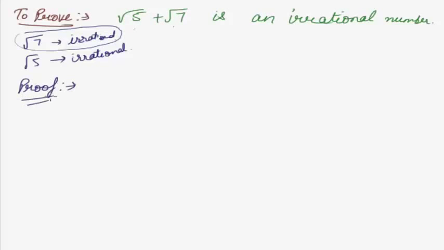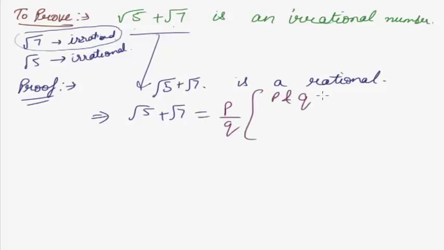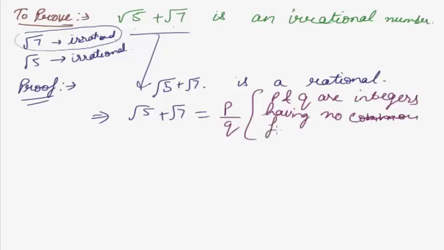Friends, in the proof part, let us first assume again the opposite of this statement. That is, this number is rational. Therefore, under root 5 plus under root 7 can be expressed as p by q, where p and q are integers having no common factors and q is not equal to 0.